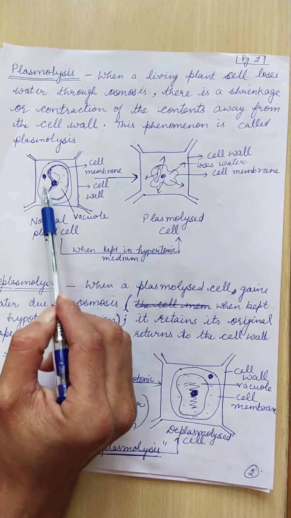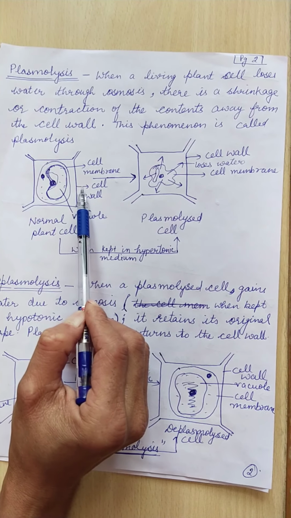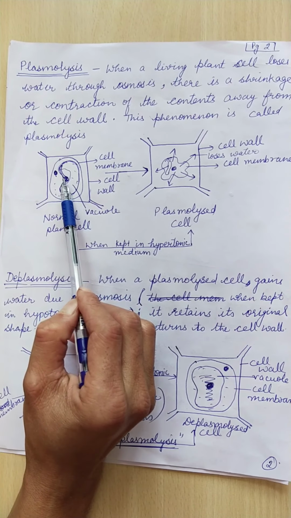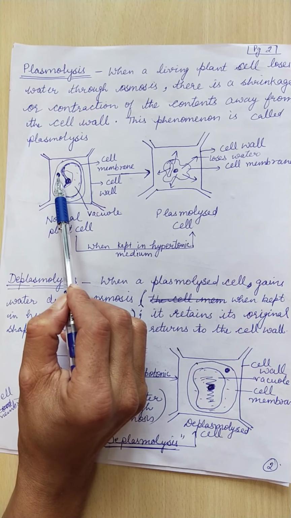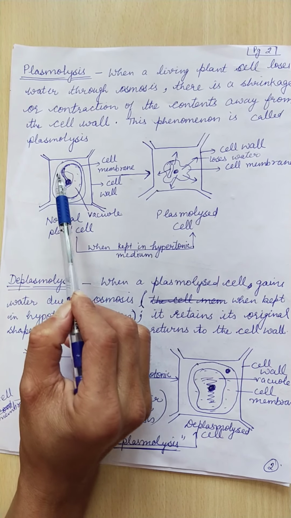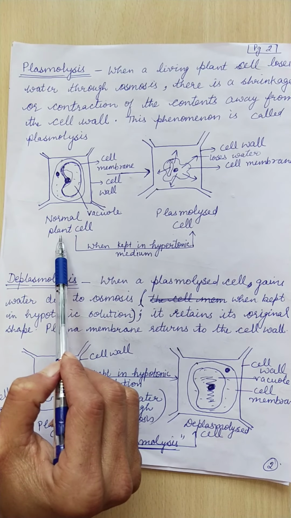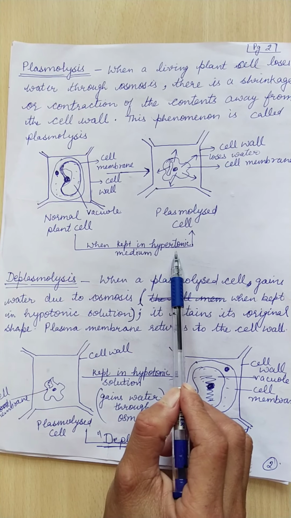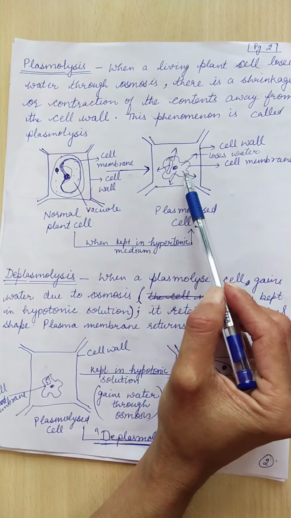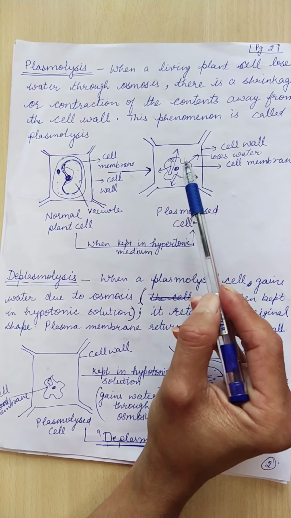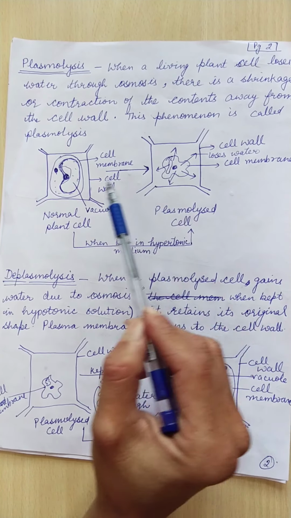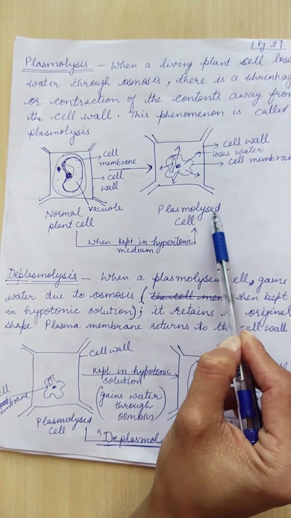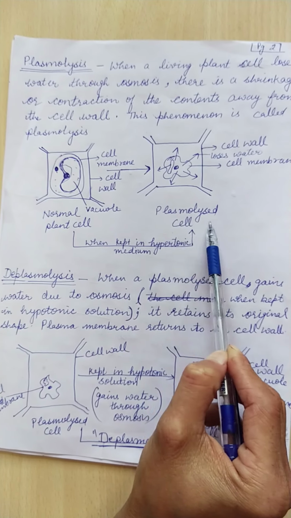You see, this is the normal plant cell. This outermost layer is the cell wall. This is the cell membrane, and we know in a plant cell there is a large vacuole and the nucleus which is shifted to the periphery. Now when this normal plant cell is kept in a hypertonic medium, that is a strong solution of sugar or salt, then the contents of the cell shrink because they lose water, and this phenomenon is called plasmolysis, and this cell is known as a plasmolysed cell.